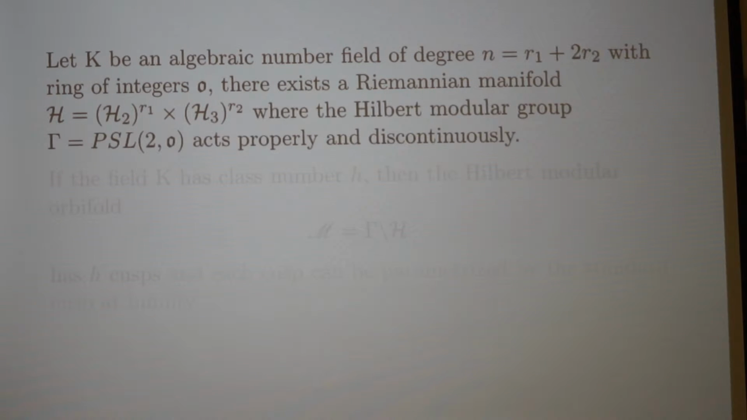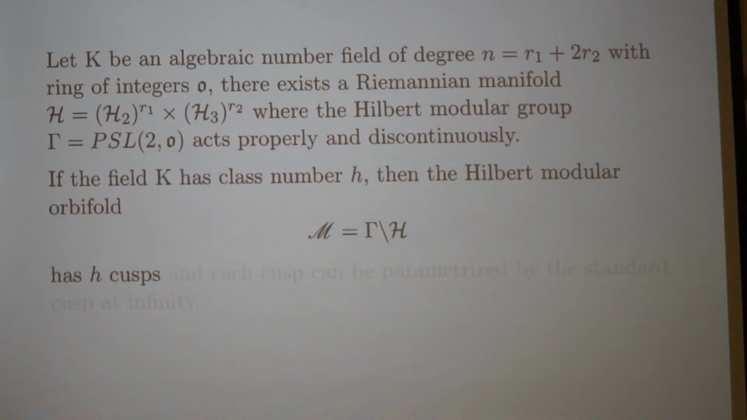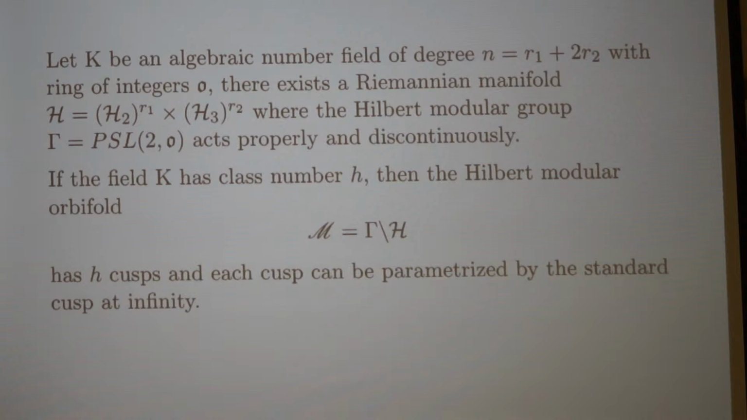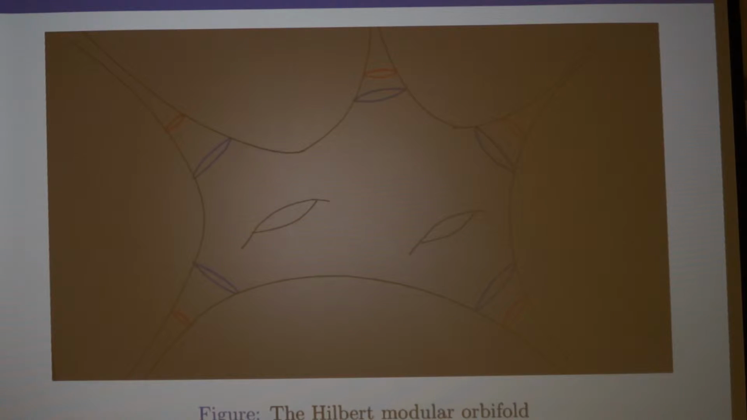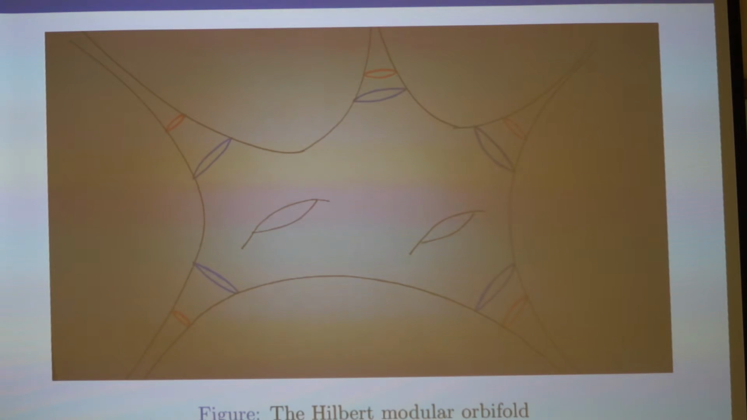We also have the Hilbert modular group that acts properly and discontinuously on this symmetric space by a formula related to the Mobius transformation. If the field K has class number H, then the Hilbert modular orbifold has H cusps, and each cusp can be parameterized by the standard cusp at infinity. Therefore, we have an orbifold which has a finite number of ends or cusps. This cusp has associated transversal sections parameterized by their volume.